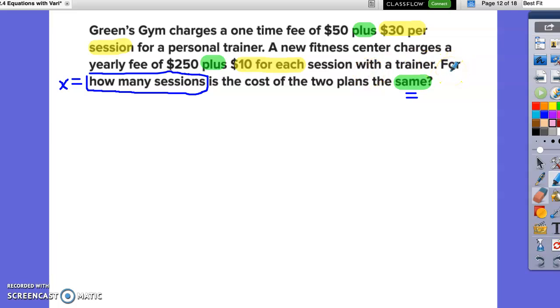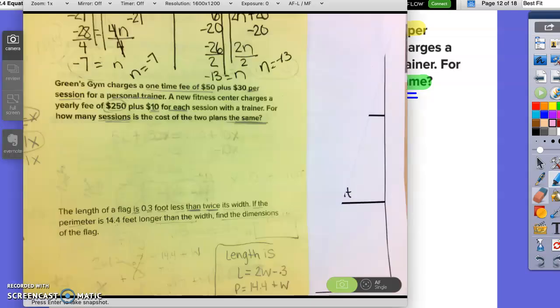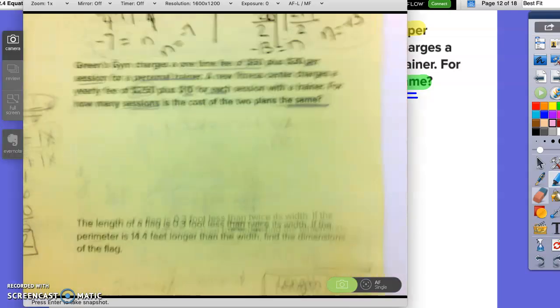Look for the question. So see here, for how many sessions is the cost... See that? How many sessions? That's going to be our x. That is representing what our x means. And is the cost of the two plans the same? So we want to know for how many sessions. So we're going to go right back here.